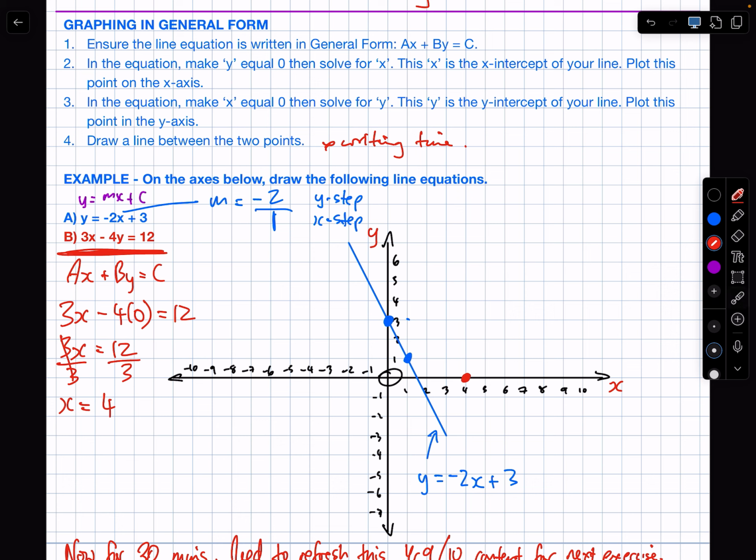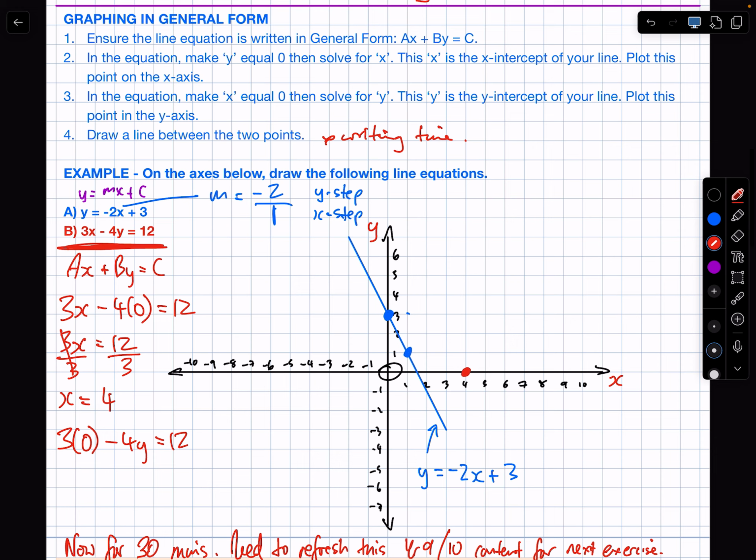So remember this step, I made y equal 0. What's the other thing that I could make equal 0? I can make x equal 0. So that's what step 3 is. In the equation, make x equal 0, then solve for y. This y is the y-intercept. So 3 lots of nothing take 4y is equal to 12.